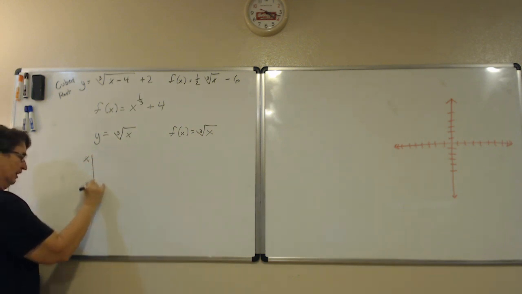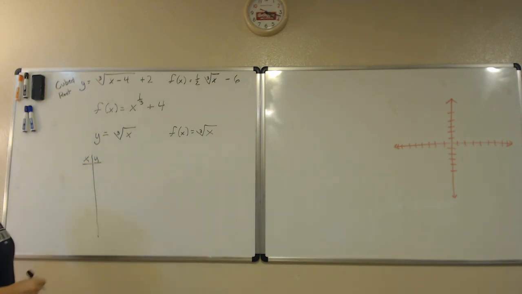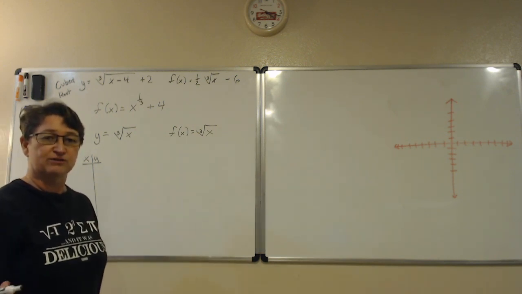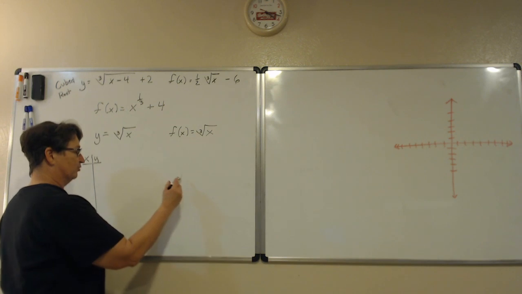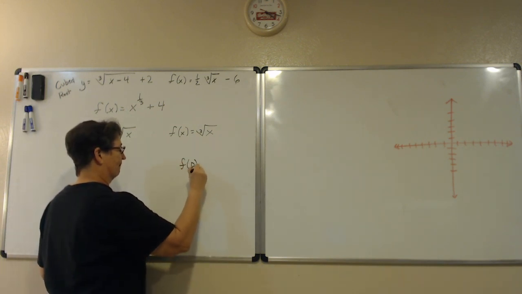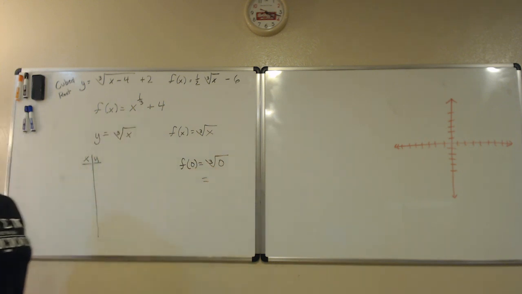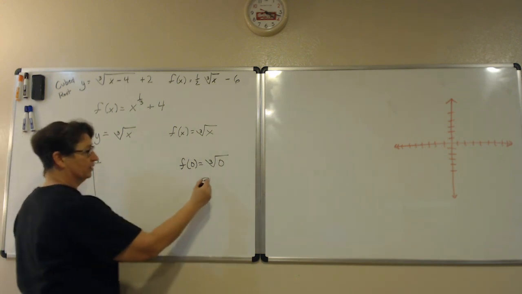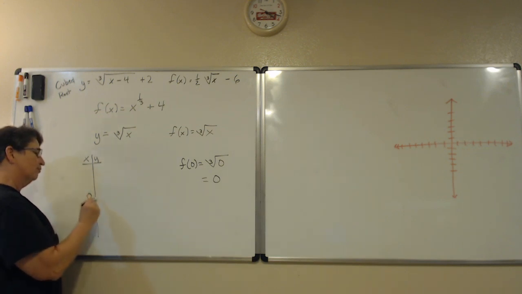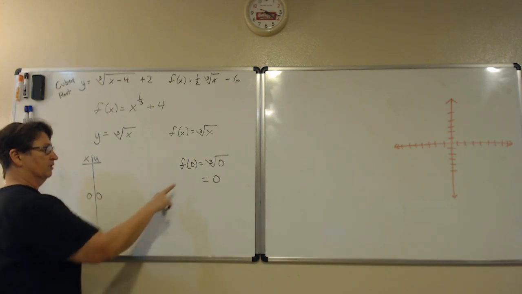But first, let's decide, is there a number that I can't put in for x? So first, let's do 0, because 0 is always nice and fun. If I put in 0 in there, the cubed root of 0 is just equal to 0. Okay, we can do that. We get an output there. So when we put in an input of 0, we get an output of 0.